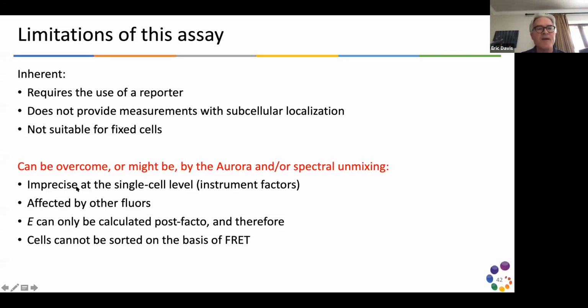So I've already shown that the Aurora can give better precision at the single cell level. But also, I'll show that with spectral unmixing, we can use this assay with other fluors, and most importantly, we can measure FRET in real time as opposed to efficiency, which can only be calculated post facto. And this is a major advantage.